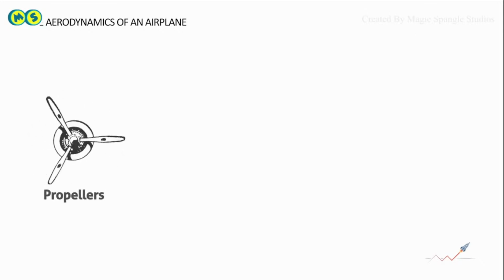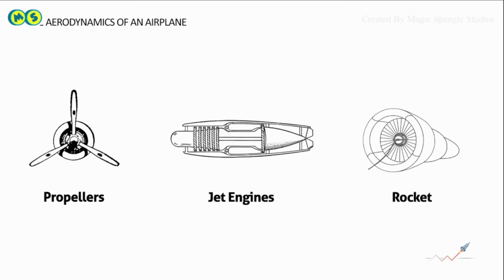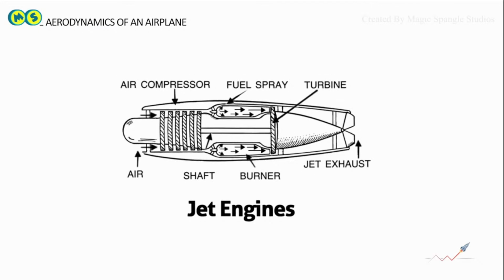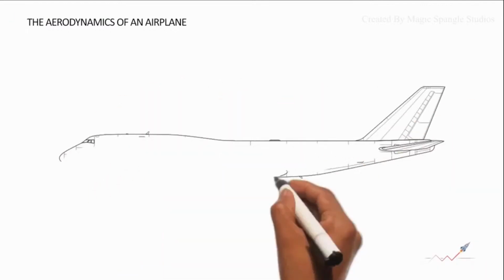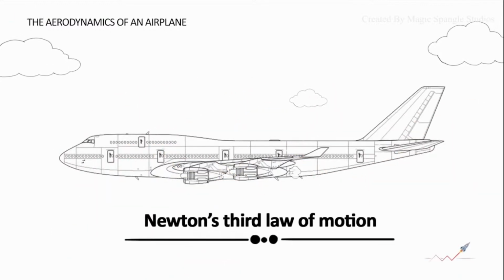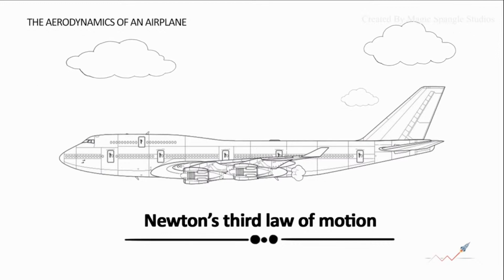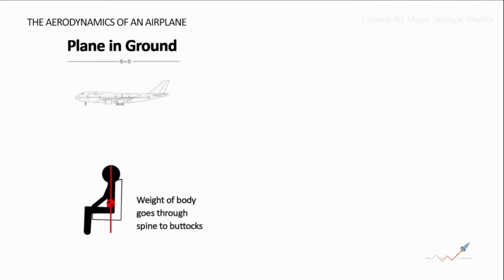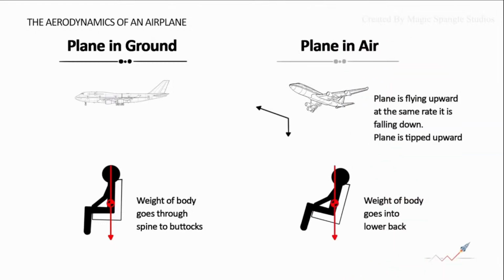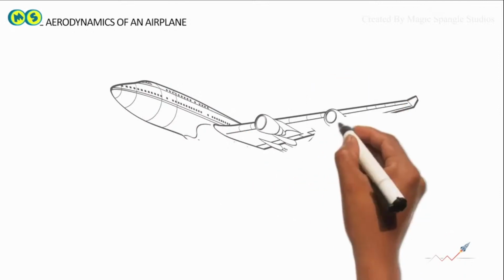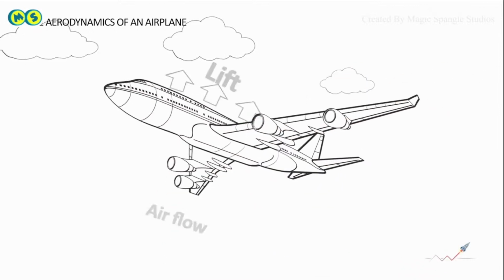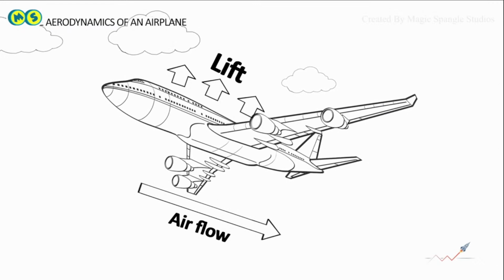Thrust is generated by propellers, jet engines, or rockets. The compressor inside the jet engine takes the air and compresses it, and after processing from the combustion chamber and turbine, the gas is blown out through the exhaust nozzle. Here, Newton's third law of motion is applied, where the gas is pushed backward and the engine is pushed forward. Weight is the airplane body, passenger, and luggage weight in total. Lift overcomes the weight and holds the airplane in the air. Lift is created mostly by wings to keep the plane aloft.